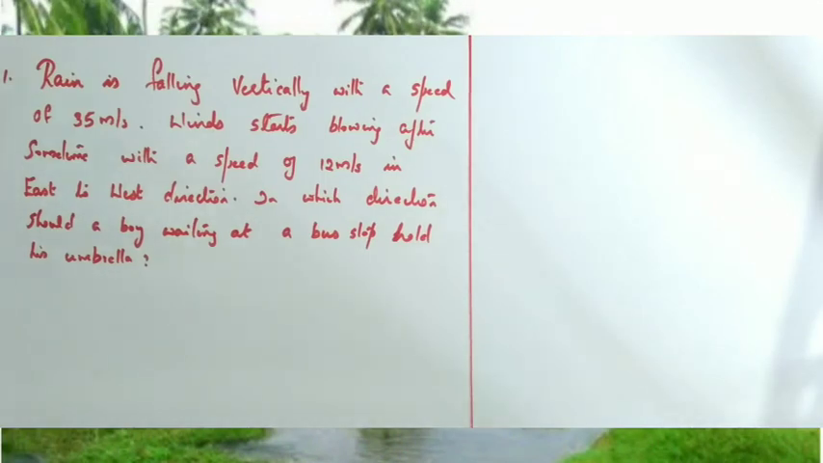Let us do some numericals relating to vectors. Rain is falling vertically with a speed of 35 meter per second. Wind starts blowing after some time with a speed of 12 meter per second in the east to west direction. In which direction should a boy waiting at a bus stop hold his umbrella?